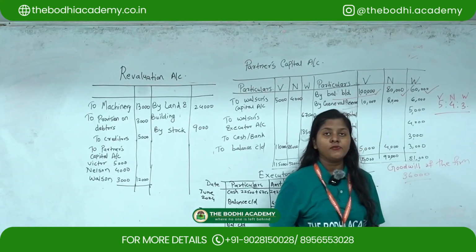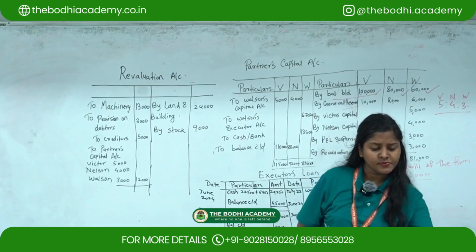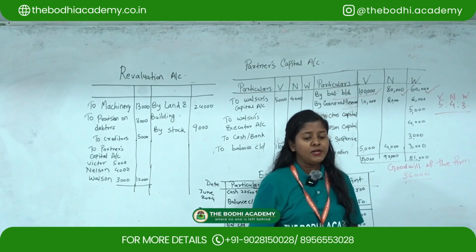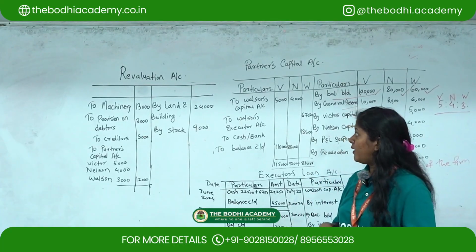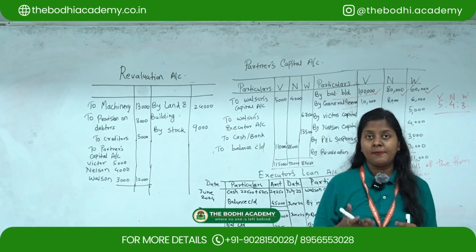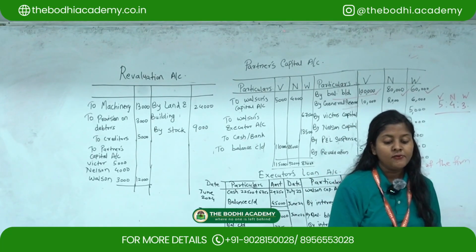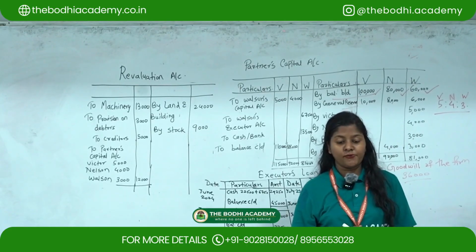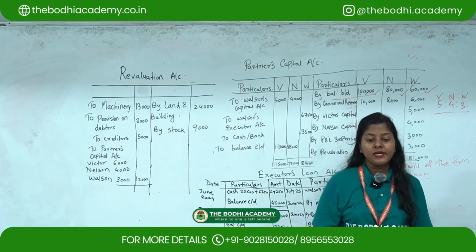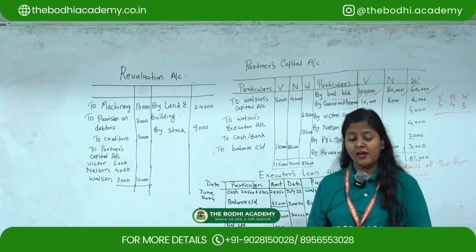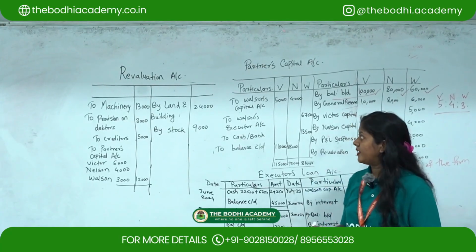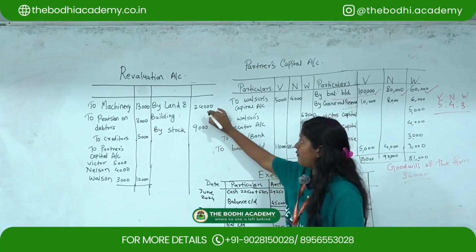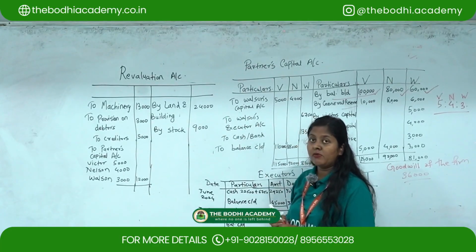Okay, so goodwill of the firm is 36,000. Then land and building to be appreciated by 15%. Since the word appreciation is mentioned, we have to check the original value of land and building, which they have given us as 1,60,000. On 1,60,000 you have to find out 15%, which will give you 24,000. That you have to write down over here.